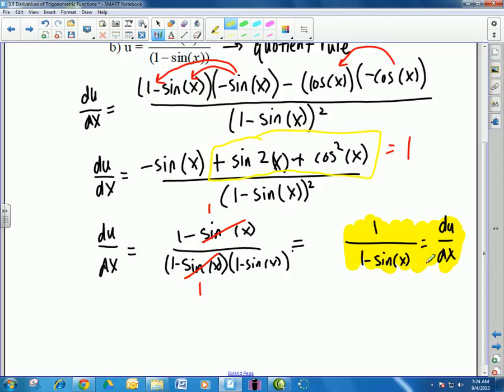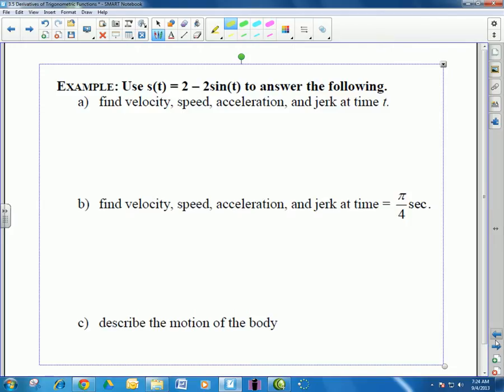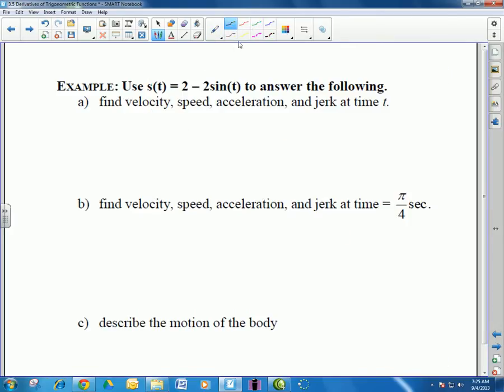Okay, so let's go ahead and take a look at another example. So this problem says use s of t is equal to 2 minus sine of t to answer the following. All right, so we're finding the velocity, the speed, acceleration, and jerk. So jerk is just the derivative of acceleration. All right, and remember speed is just the absolute value of the velocity.